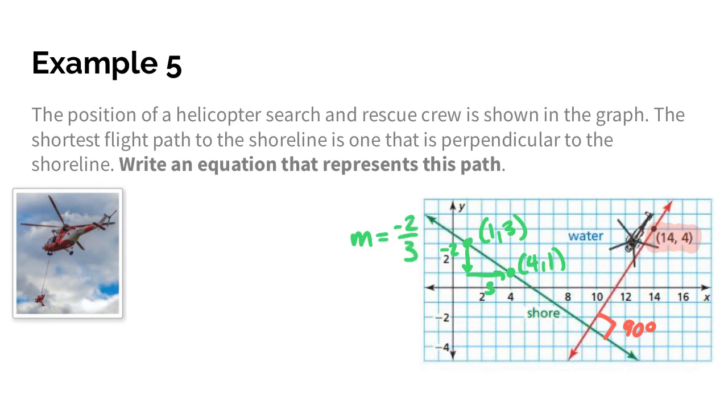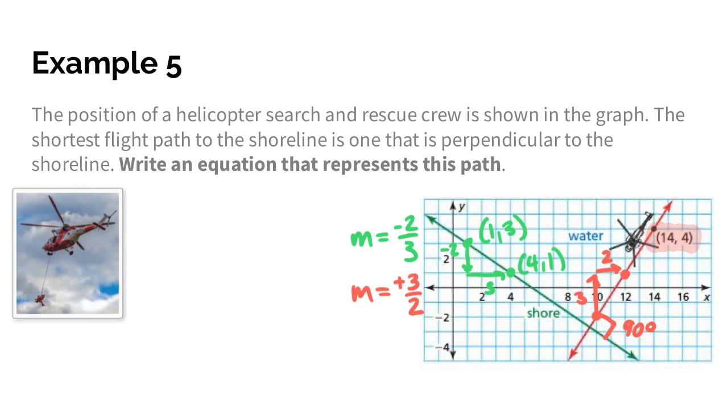So if I want to find the slope of the path of the helicopter, since they're perpendicular, that slope would be the opposite reciprocal. So it's going to be positive 3 over 2. To show this, if I identify 2 points, say right there and right there, you'll notice it goes up 3 and right 2. So again, opposite reciprocals is what makes them perpendicular.